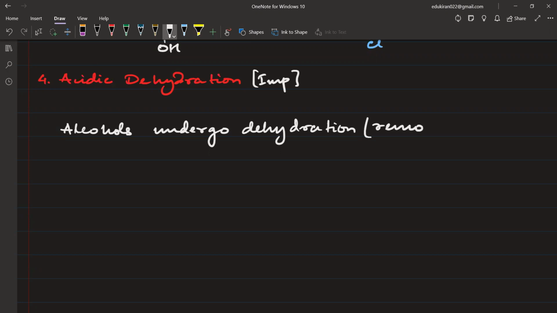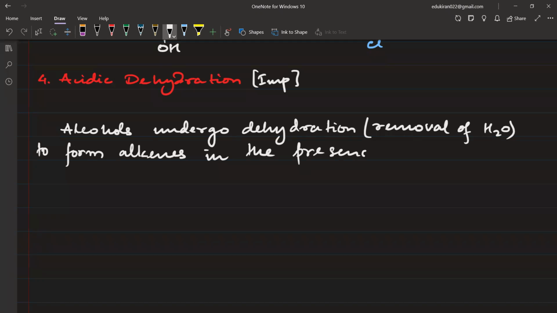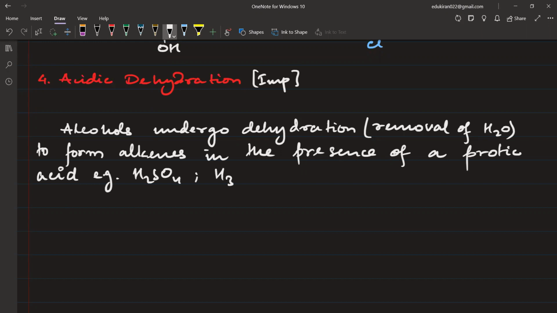Dehydration is removal of water. If you remember this, dehydration is a type of elimination reaction. So that is why alcohols undergo dehydration reaction to form alkenes in the presence of a protic acid. For example, we mainly use H2SO4 and H3PO4.